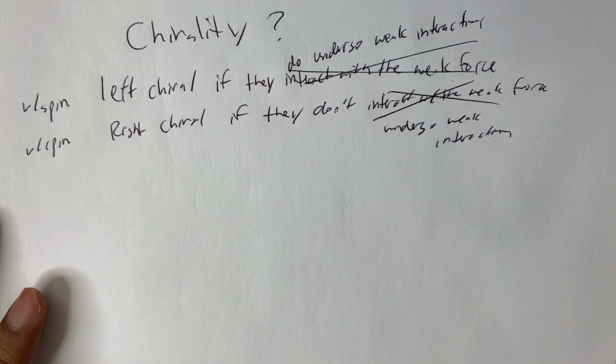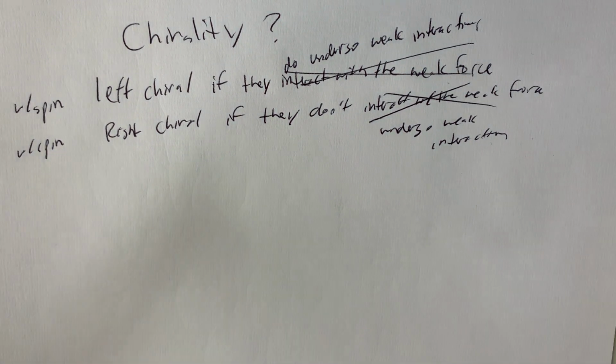And nature kind of picks out particles that are left chiral and that are right chiral, but they're still the same particle. For example, electrons, some can be left chiral, some can be right chiral. So there's kind of like a left-handedness and right-handedness in nature.